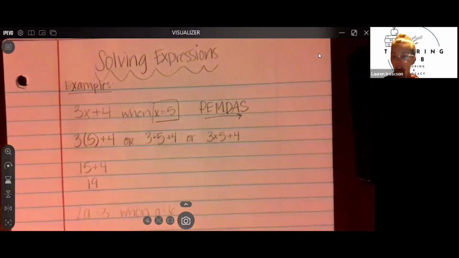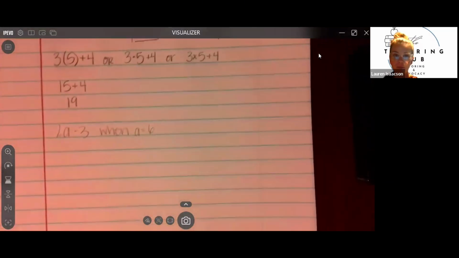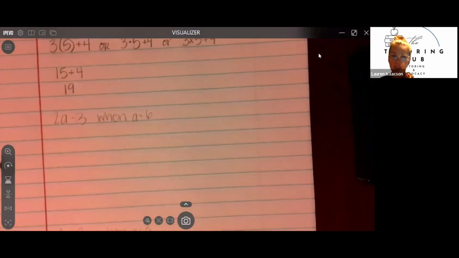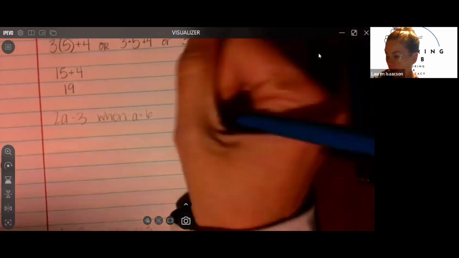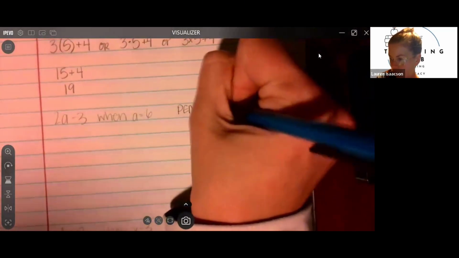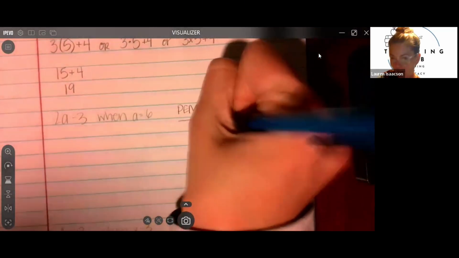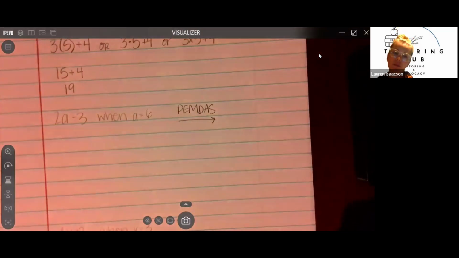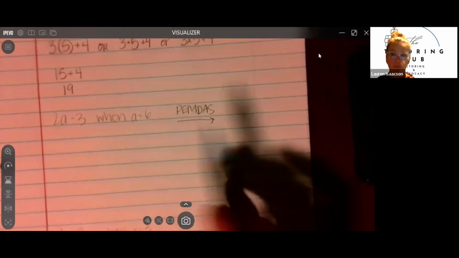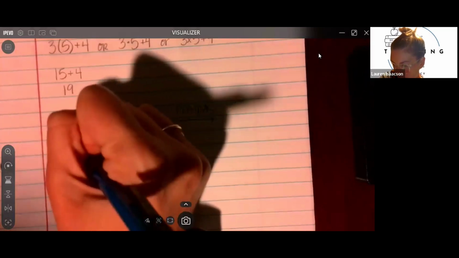Let's do one more together. Our next one, 2 times a minus 3 when a equals 6. Okay. Now I'm going to rewrite my order of operations just so I keep it in my mind, okay? Now, 2 times a minus 3, and we're going to rewrite it with a equals 6, okay? Where a equals 6. So 2 times 6 minus 3.